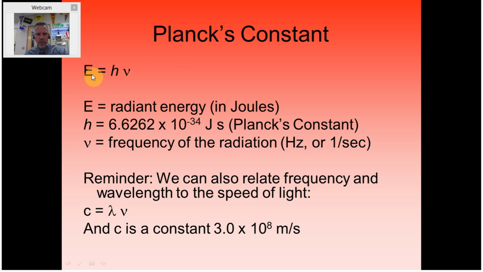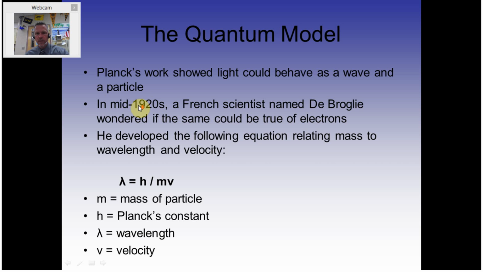So the energy, E, the energy of the photon, is related to Planck's constant, and the frequency of the radiation, measured in hertz. So Planck's constant is 6.6262 times 10 to the minus 34th joule seconds. That's a constant value, like the speed of light is a constant value. So the energy of a wavelength of light is related to its frequency by Planck's constant. Just as a quick reminder, we can also relate frequency and wavelength of light to the speed of light. All right. So there are two different ways to discuss the energy of a wavelength of light.